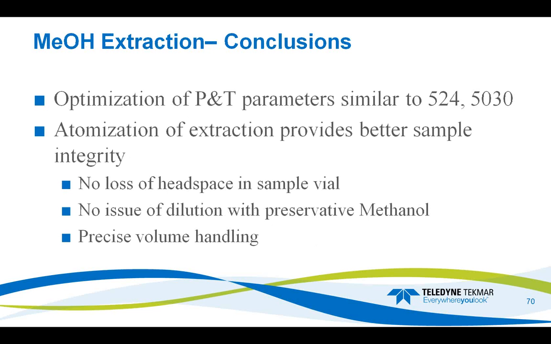Okay, so what are our conclusions on methanol extraction? Optimization of our purge and trap parameters remains similar to what we see in EPA method 524 and the 5030. So when we have flexibility with things such as dry purge, desorb time, desorb temperature, and total amount of gas used for desorb, we can play with these parameters to help reduce water, reduce carryover by our bake out, which is more or less open for our cleanup stage. We can do whatever we want in most of these methods. So again, just optimizing it to get the best cleanup that we can while keeping our run as short as possible.